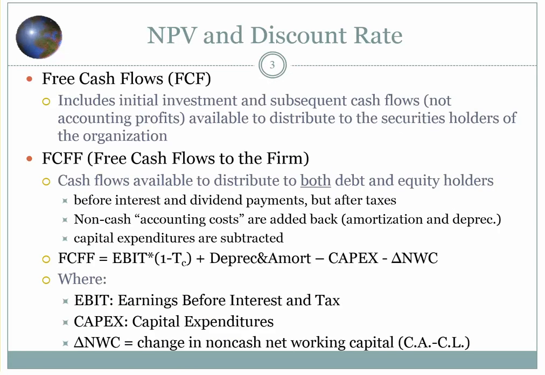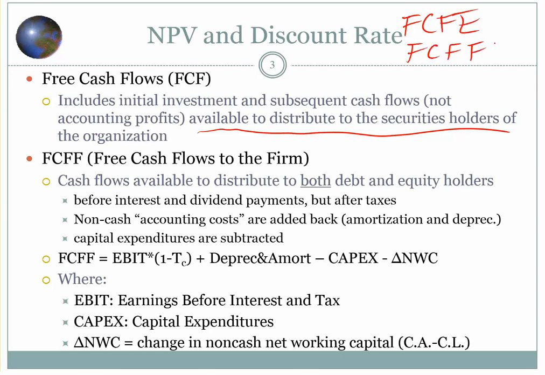Free cash flows include both the initial investment and all future investments, or free cash flows. And those are cash flows that are available to distribute to security holders of the organization. So this is not accounting profits. These are actual cash flows that are generated. Now, there are two types of cash flows that are generally used in discounting. You can either have free cash flows to equity or free cash flows to the firm.